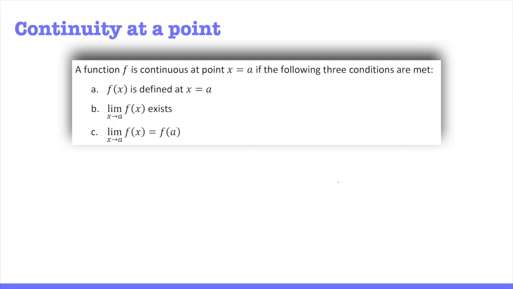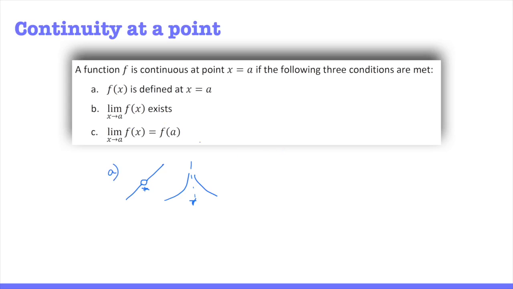In order to determine continuity at a point, we've already discussed how we can visually recognise this, but how do we prove it algebraically? A function f is continuous at a point x equals a if the following 3 conditions are met. So the first thing that has to be met is that the function has to actually be defined. It means you can't have a function that has an open circle. You can't have a function that has an asymptote, because at both of these points here, the function is undefined. So that is for part A.